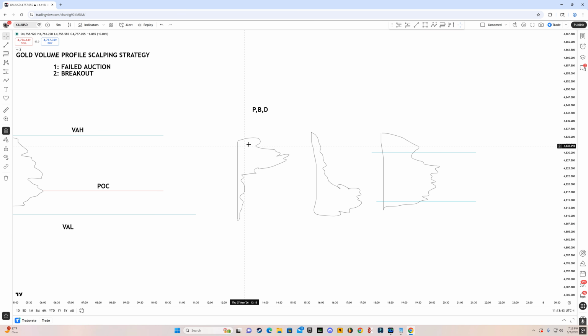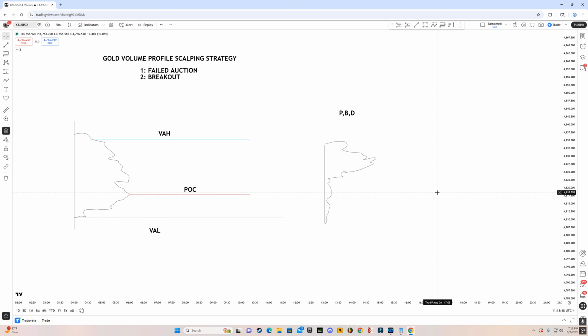And then when we have a P shape, it is also a trending market. Okay, so ideally, you want to look for failed auction setups when we have a D-shaped volume profile. But honestly, if the setup looks good, even without the D-shaped volume profile, you can take it. I'm going to show you examples and you will understand what I'm talking about.